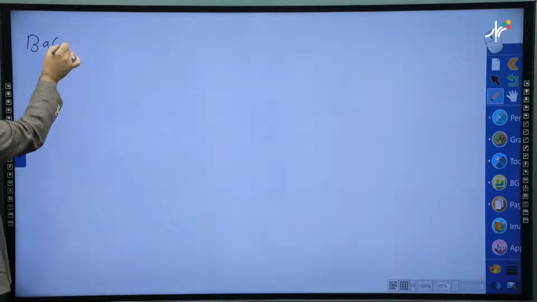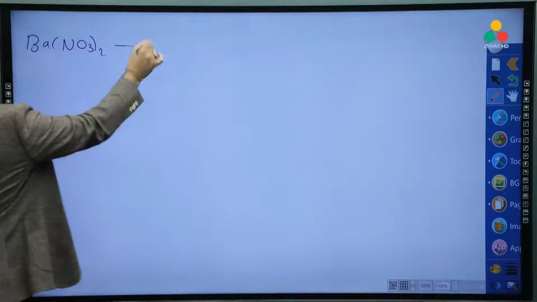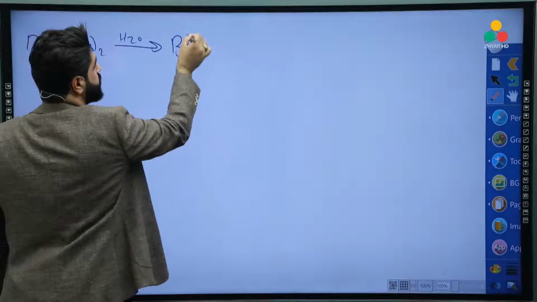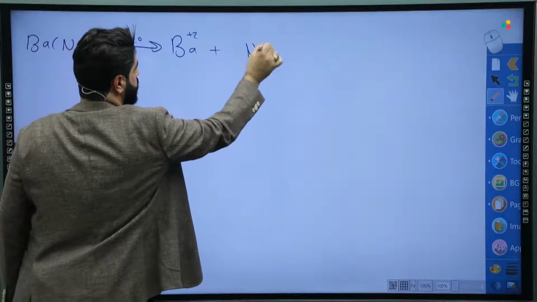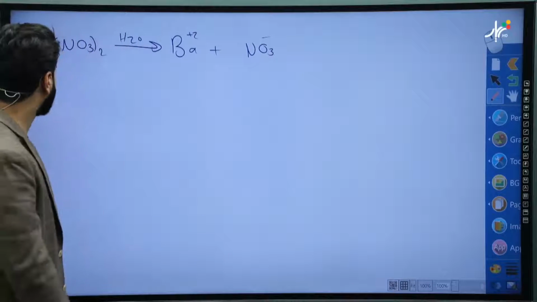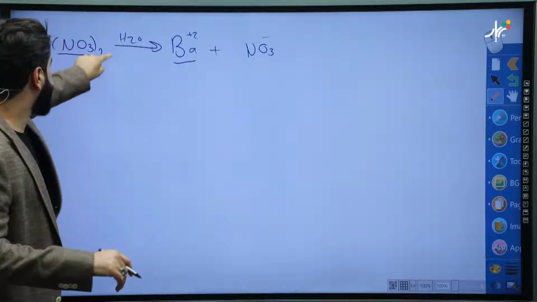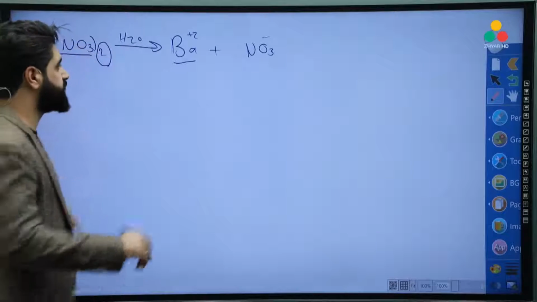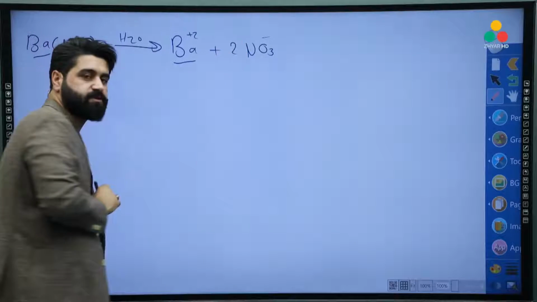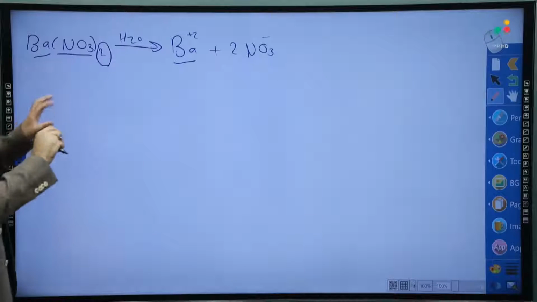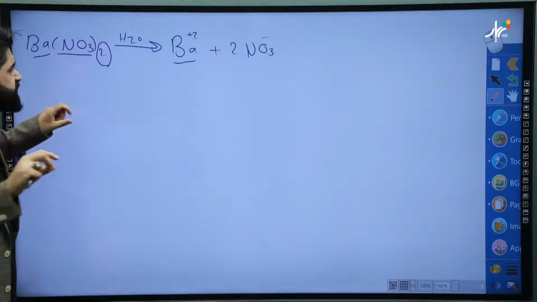I like to write on a white page. Barium nitrate, Ba(NO3)2, will dissociate, producing Ba2+ and NO3-. 1 and 1, it's balanced. We have two nitrates but here we have 1, so it must be multiplied by 2. This is the first step, writing a safe dissociation reaction.